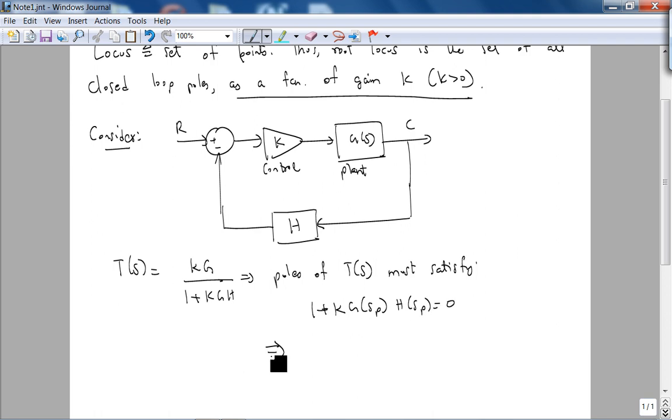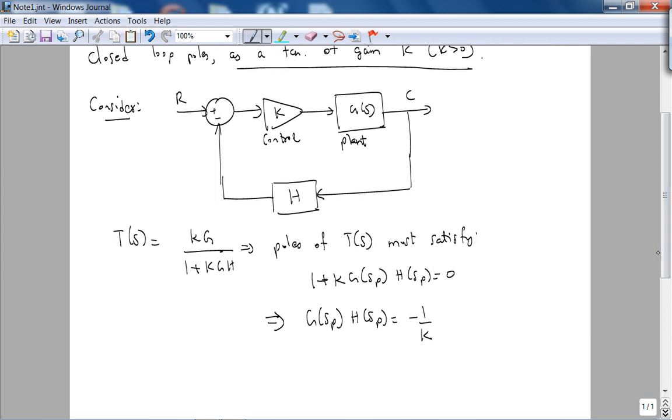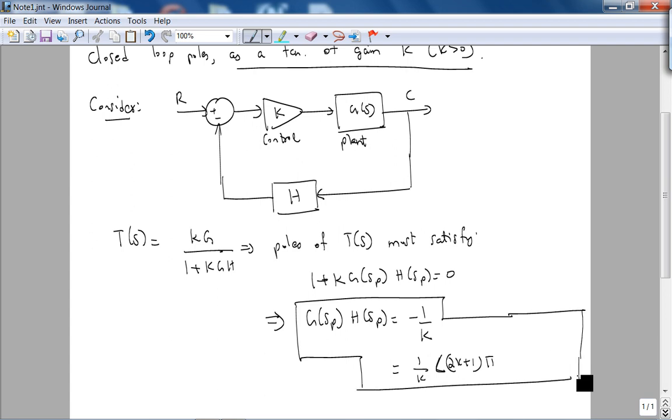But simply rewriting this way allows us to impose some very powerful visual constraints on where the poles of the closed loop system should be. And this is called the root locus criterion. This is the magnitude of K. Again, we are assuming that K is positive. So the phase angle becomes an odd multiple of 180 degrees or pi radians. So this is the root locus criterion. And the entire root locus design technique, believe it or not, is based on this simple criterion.